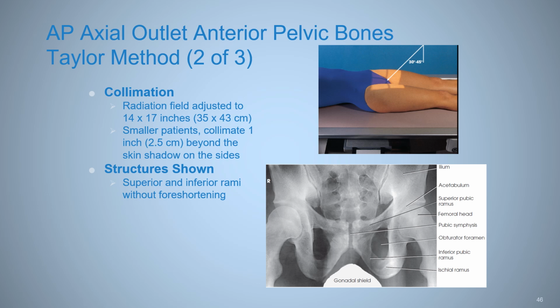Okay. Centering point is low, right? So you're not necessarily going to see the iliac crests and all of the ilium. The top of your light field is probably going to end right around the ASIS. Okay. They do recommend a 14 by 17 field, but this suspiciously looks like a 10 by 12 crosswise field, if you ask me. Okay.